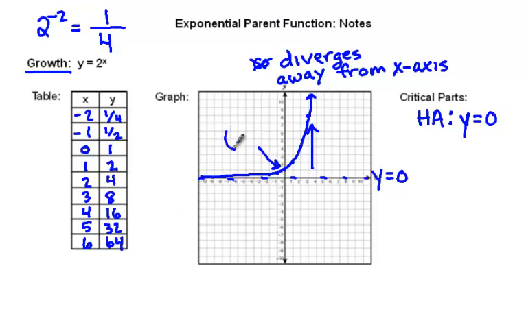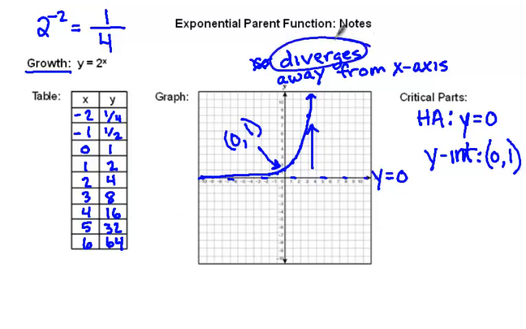Another thing, the y-intercept. It was at 0, 1. Okay? And that was mainly due to the 0 exponent rule. Those are primarily the main critical parts that you need to know: it diverges away from the x-axis on the right side of the graph, has a horizontal asymptote at y equals 0, and the y-intercept is 0, 1.